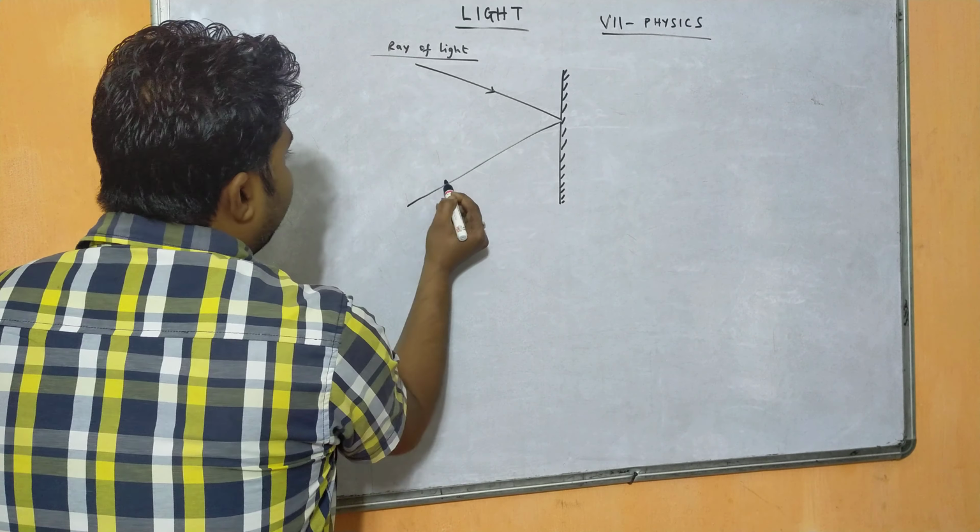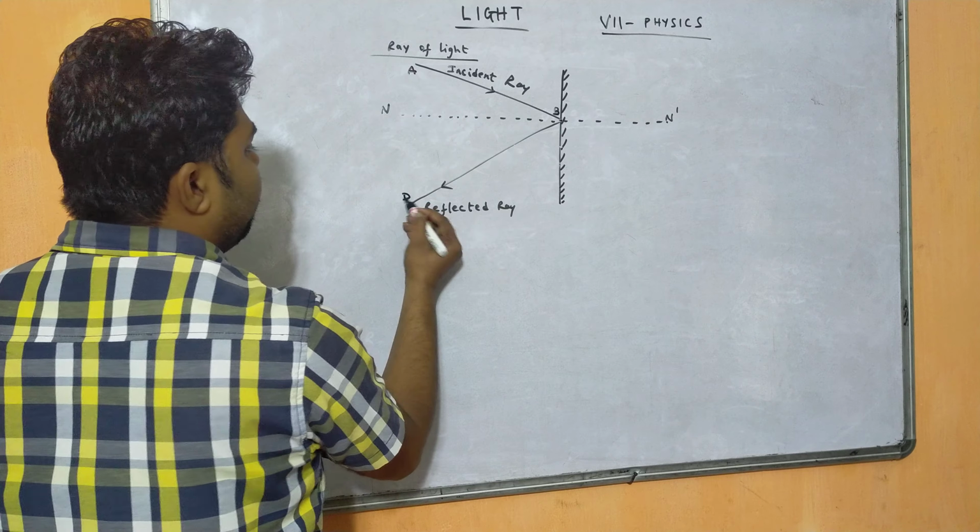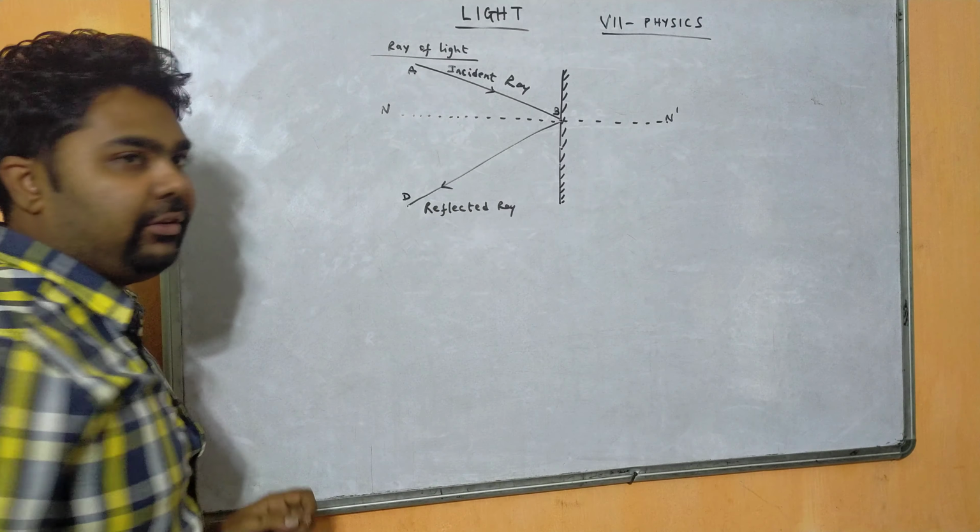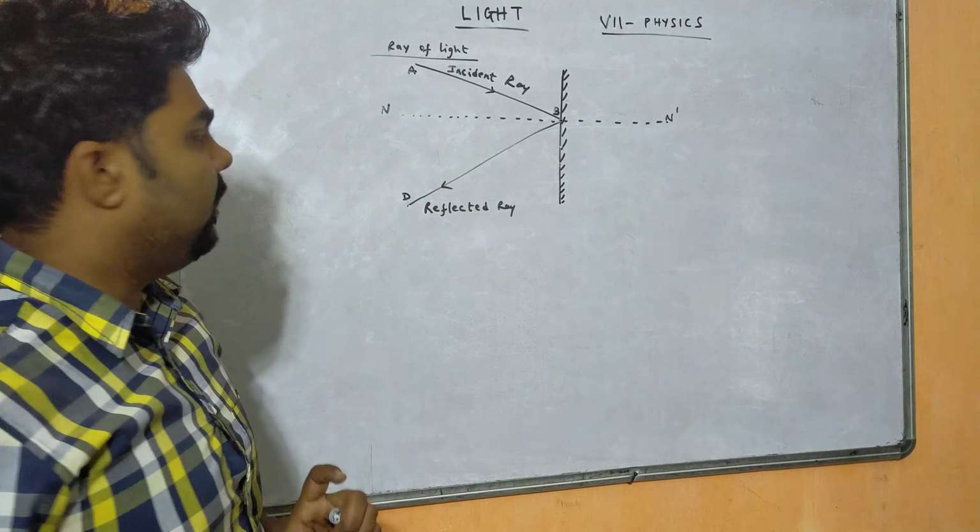And this point, if I consider this one as A, this one as B, and this one as D, right? So AB is what? Incident ray. BD is what? Reflected ray. And NS is what? Normal. Right? So the angle between the incident ray and the normal is called the angle of incidence, right? This is the angle sign, angle of incidence. Similarly, this is the reflected ray and this is the normal. This angle is called the angle of reflection.